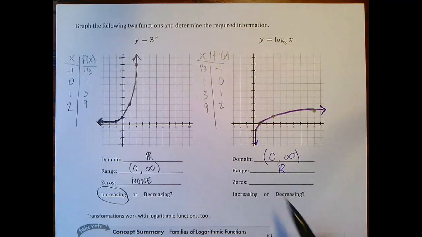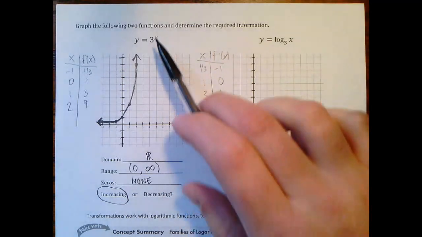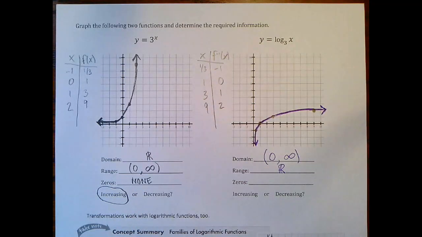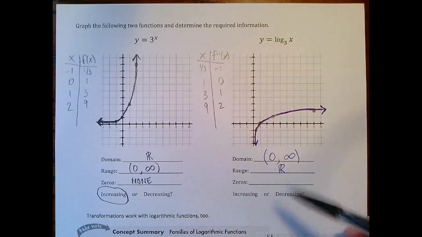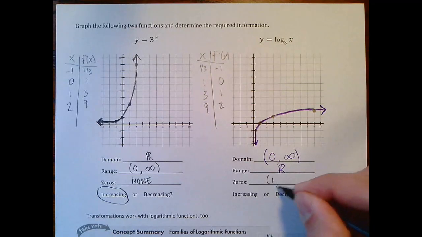In this case, are there any zeros? Well, this is going to be a little bit different than 3 to the x. We know 3 to the x never touched the x-axis, but does log base 3 of x hit the x-axis? It does. We can actually see that it hits one time at this 1, 0. So it does have zeros at 1, 0.